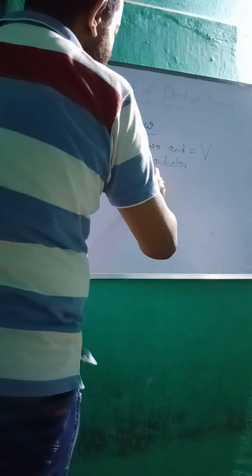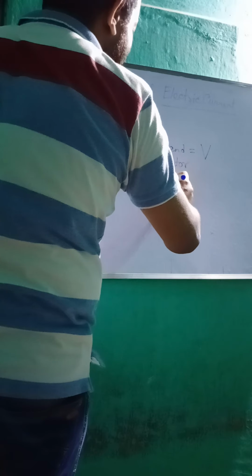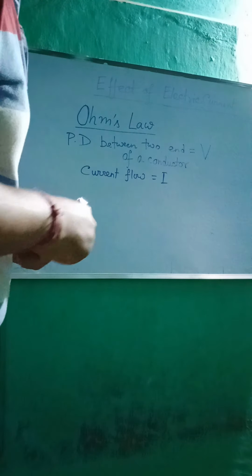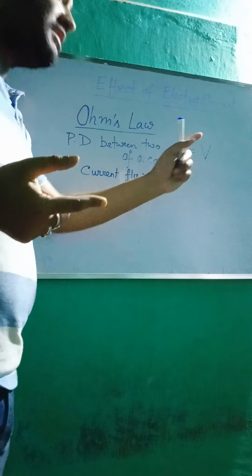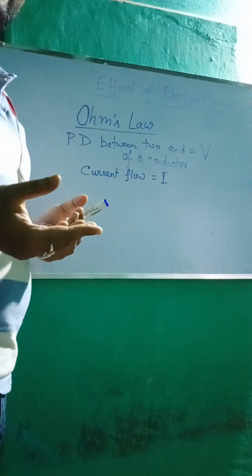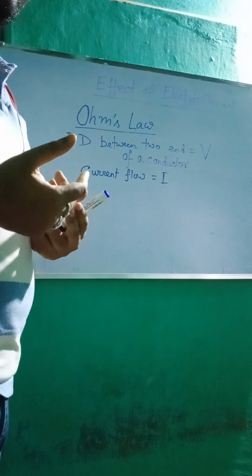Current flow is equal to I. Current flow means flow of charge particles. Why are the charge particles flowing? Due to the potential difference. If the potential difference is more, more charge particles will flow, and the current flow will be more.